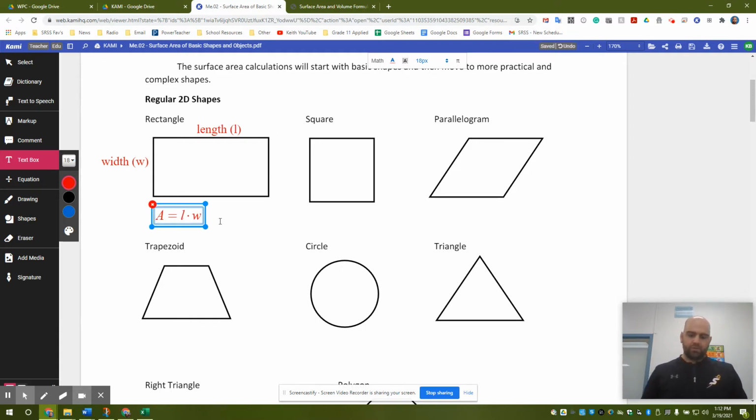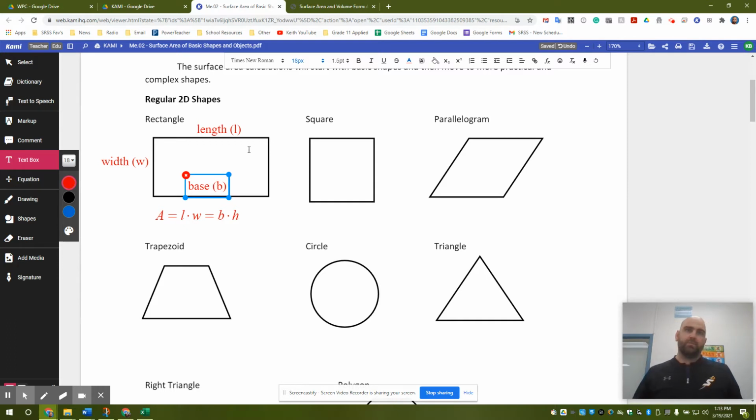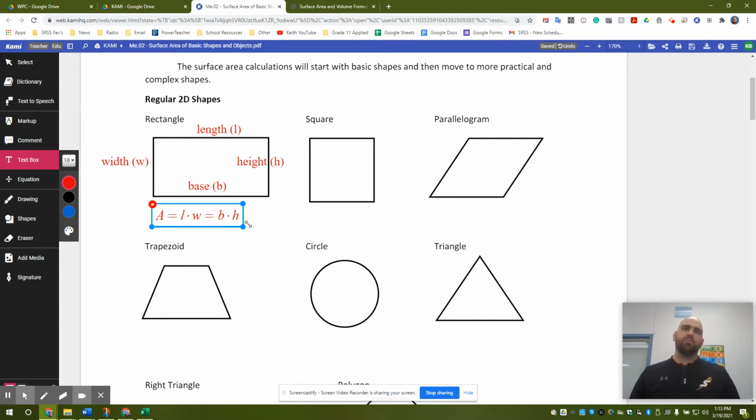Now, some of you have also seen base times height potentially as well. You can use B for base. I'll say that this is the base. I'm not trying to confuse anybody here, and we'll call this the height. Some of you have seen those as well in the past. Whatever you're using, it's the two sides being multiplied together to come up with our area.